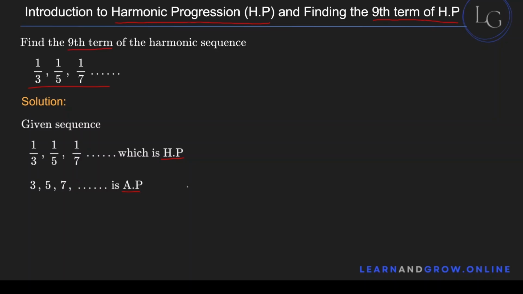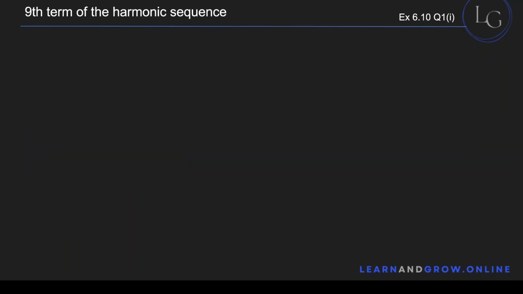So once we have this arithmetic progression, you'll use the rules that you would use in an arithmetic progression to find the nth term. So we have to find the ninth term of the harmonic progression. So what we'll do is we'll find the ninth term of this arithmetic progression first. So a1, the first term is 3. The common difference is 5 minus 3, 2. So we have the first term and we have the common difference.